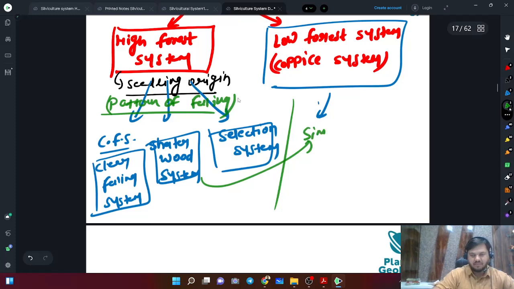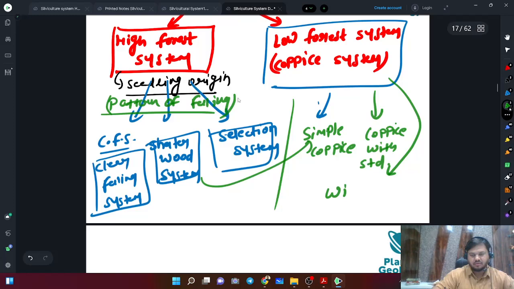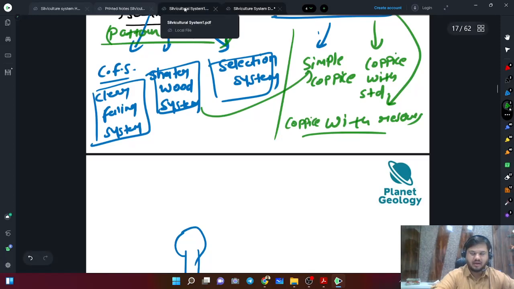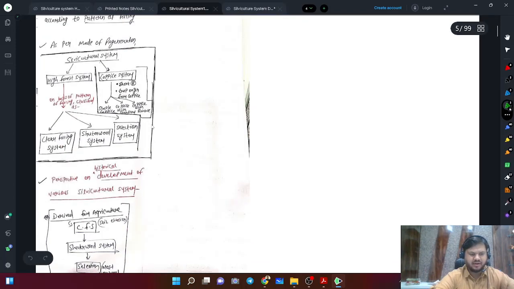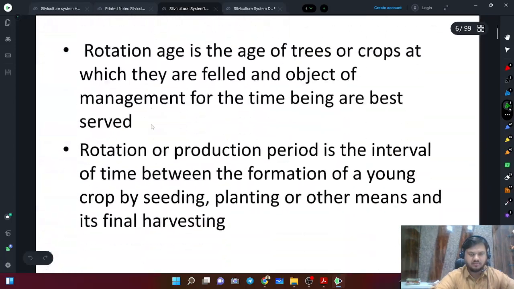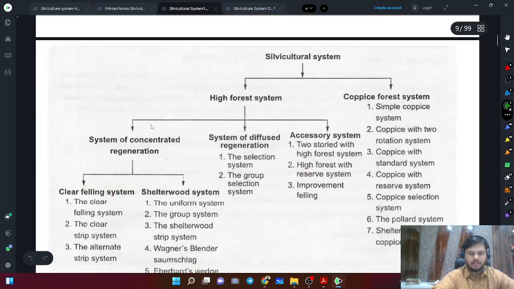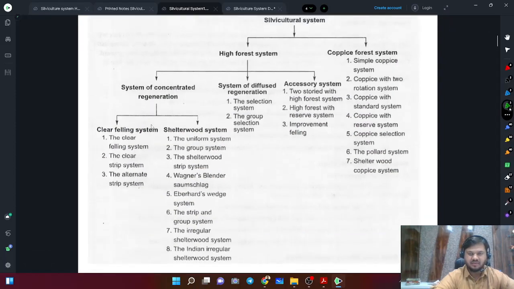So one is what we call simple coppice. Another system is what we call coppice with standards, right? And the third one is coppice with reserves. Right? This is the base. This is not comprehensive, but this is the base. Basically, this is handwritten notes, but we also have the classification of silviculture system.